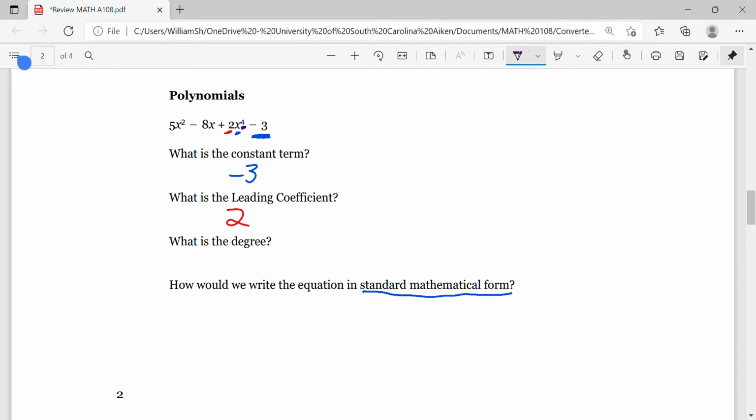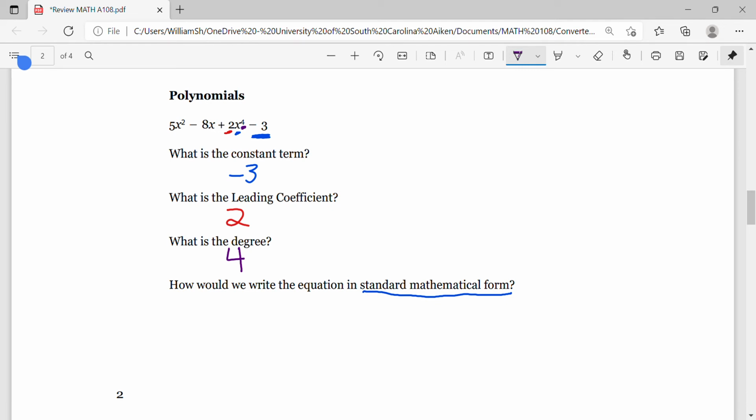The degree is the highest exponent on your variable. So our degree here is a 4. Our leading coefficient here is a 2, because it is the number out in front of your highest degree. And your highest degree here is 4.